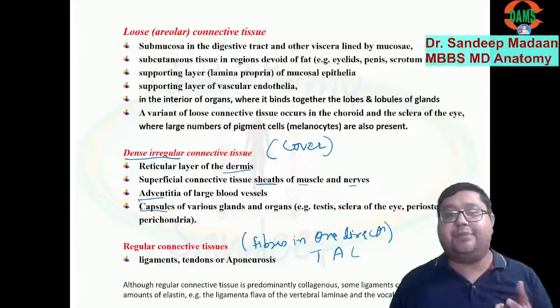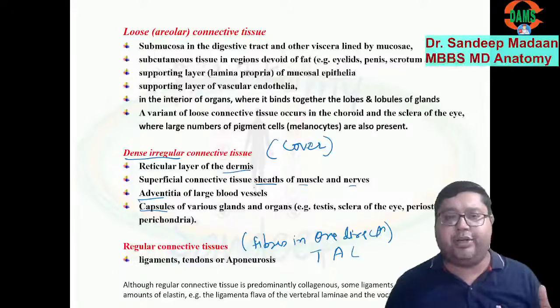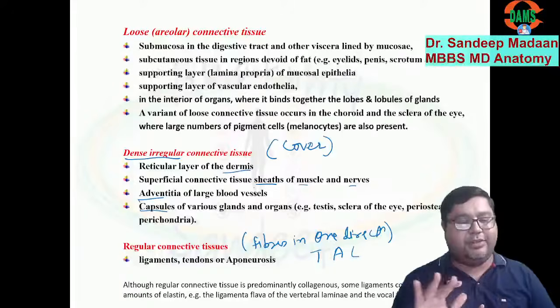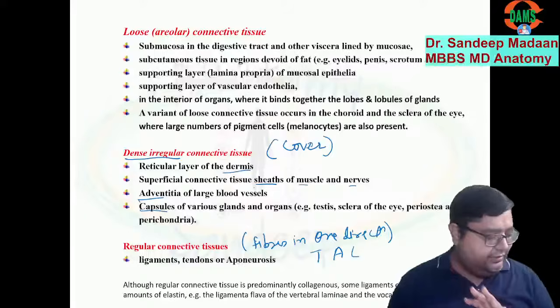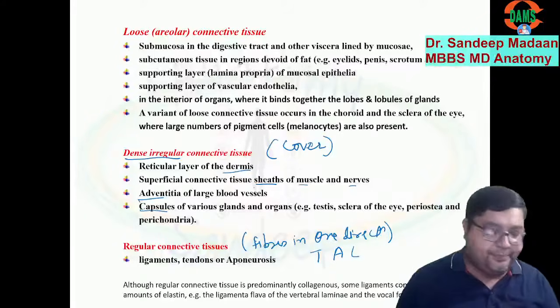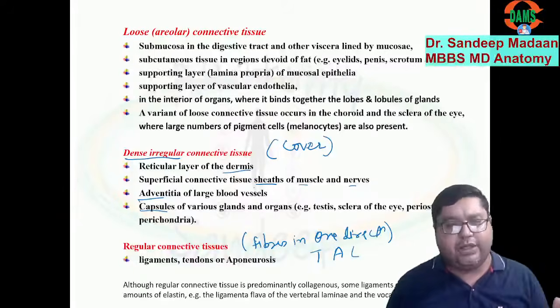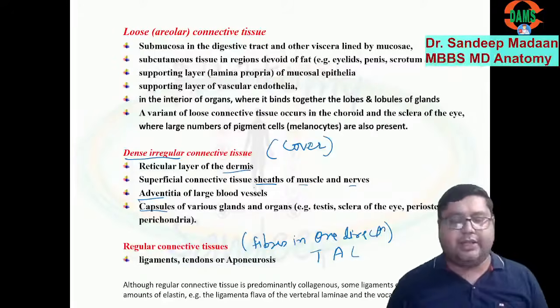All those sheaths are nothing but covers. Then for the bone, we have the periosteum. For the cartilage, we have perichondrium. All these are nothing but covers. Do you agree? So covers means dense irregular. TAL means dense regular. And loose tissue, whatever we remember from our first year, is more than sufficient for us. Like we all remember lamina propria, submucosal tissue, subareolar tissue, loose areolar tissue. All those are nothing but loose tissue.